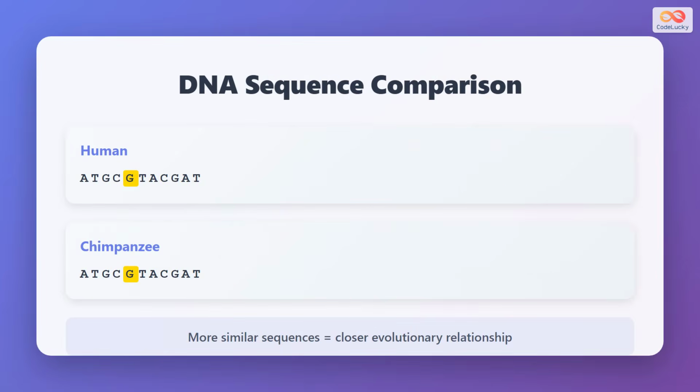When scientists compare DNA sequences between species, they look at specific genes and count the differences. In this example, we're comparing a short DNA sequence between humans and chimpanzees. Notice that both sequences are nearly identical, with the same nucleotide bases appearing in the same positions. This high degree of similarity tells us that humans and chimpanzees are very closely related evolutionarily. The principle is straightforward. More similar sequences indicate a closer evolutionary relationship. Species that diverged more recently will have accumulated fewer genetic differences, while those that split apart long ago will show more variations in their DNA.